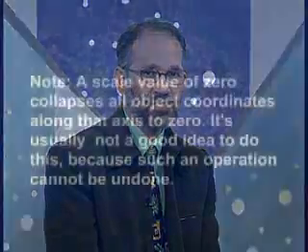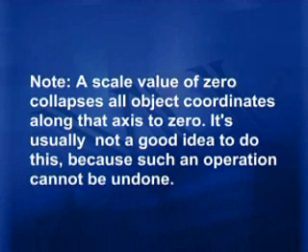Calculations have to be performed again because our lighting is pretty sensitive to the dimensions and sizes of our objects. So if the size of the object changes, definitely that is going to have an impact on calculation of lighting on it. And of course for that the surface normal or the vertex normal at times would also be an important aspect. So those will have to be computed again whenever we perform such scaling. A scale value of 0 collapses all object coordinates along that axis to 0. It's usually not a good idea to do this because such an operation cannot be undone.